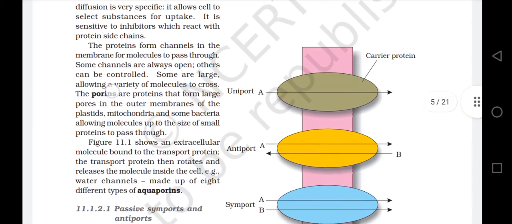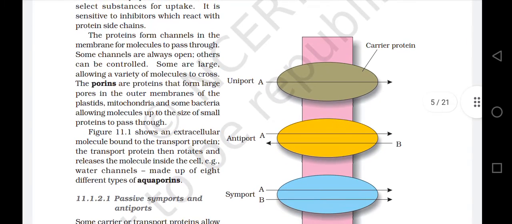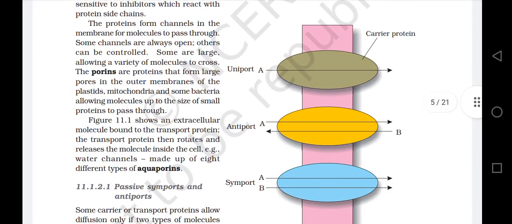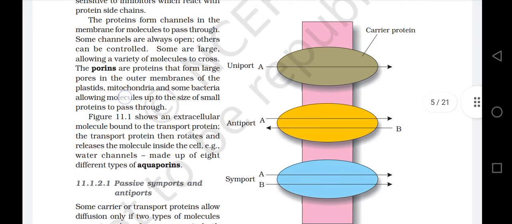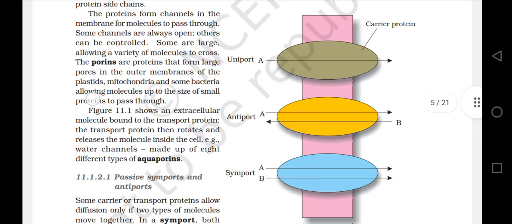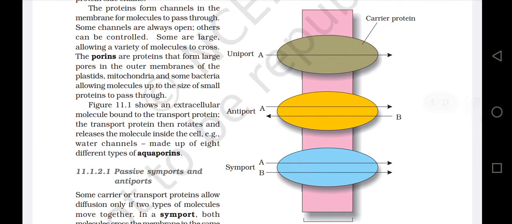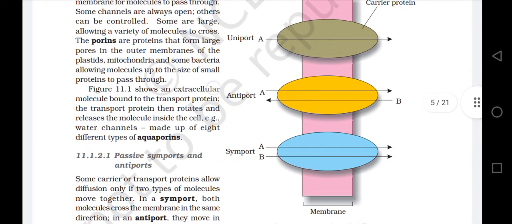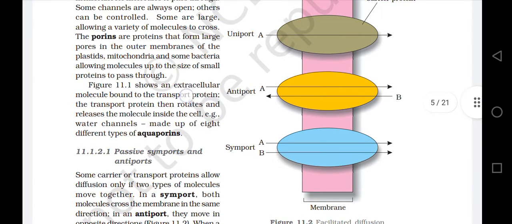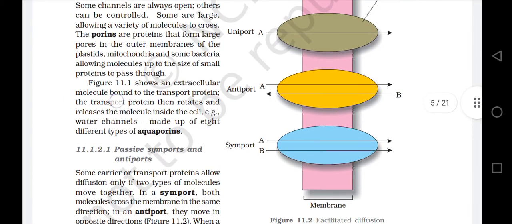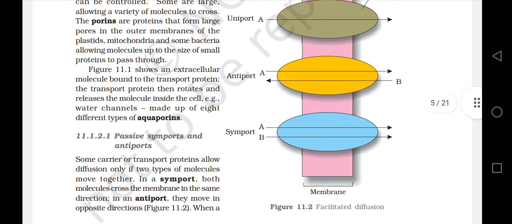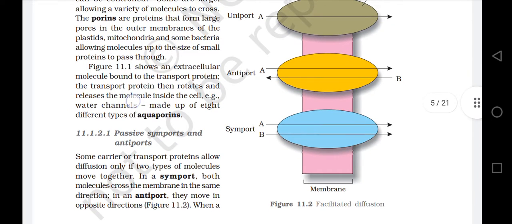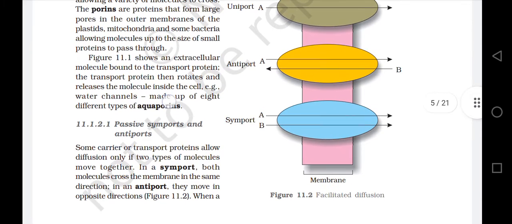The porins are proteins that form large pores in the outer membranes of the plastids, mitochondria, and some bacteria, allowing molecules up to the size of small proteins to pass through. Figure 11.1 shows an extracellular molecule bound to the transport protein. The transport protein then rotates and releases the molecule inside the cell. Example: water channels made up of 8 different types of aquaporins.